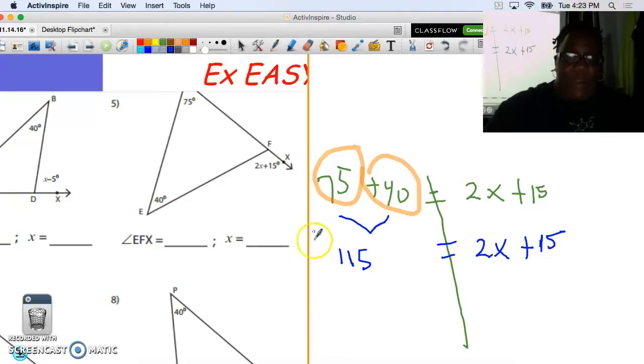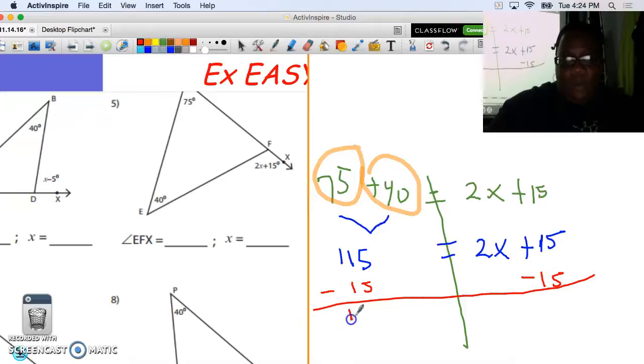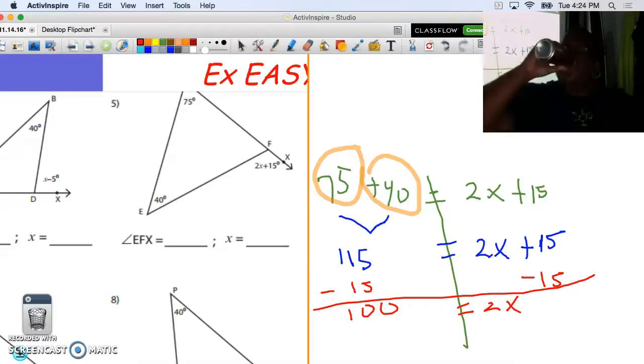And so I'm going to get rid of the 15 first by doing the opposite of what I see. And we can see that x is still not by itself.